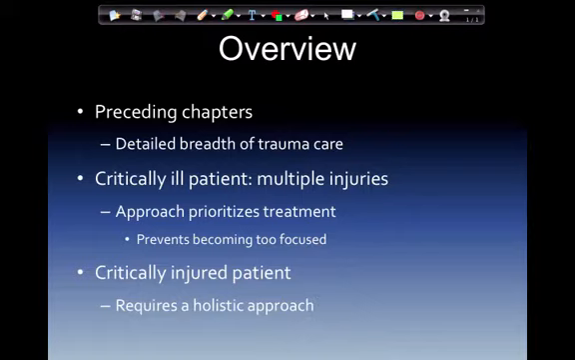In the preceding chapters, we detailed the breadth of trauma care, and what that means is we've hit all the areas of trauma care. Critically ill patients with multiple injuries, we prioritize their treatment. That prevents us from becoming too focused on just one problem. Critically injured patients require a holistic approach, an overview approach, because critically injured individuals have multi-system trauma.